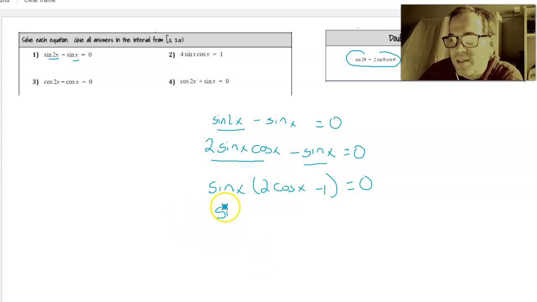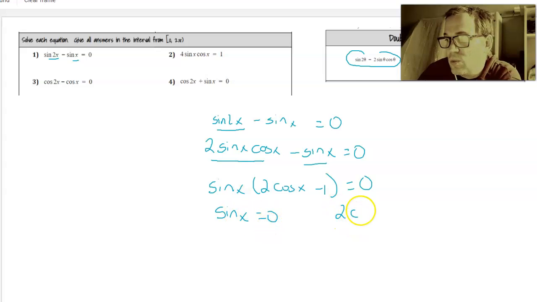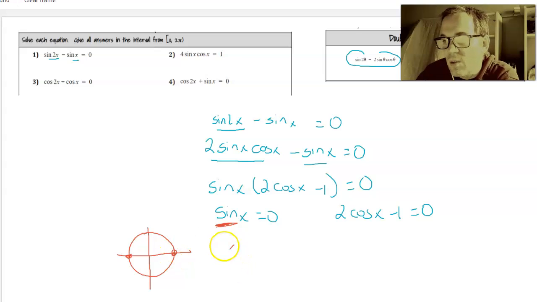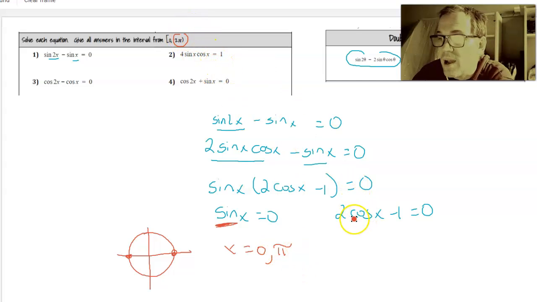I have to figure out when the sine of x equals 0. And I have to figure out when 2 times the cosine of x minus 1 equals 0. And then I need to think about my fun unit circle. I throw the word fun in there to throw you off. You're like, oh yeah, it's fun. This is the vertical component, and it should be 0. That puts it here and here. So x is either equal to 0 or pi, or 2 pi, but I'm not going to include 2 pi's.